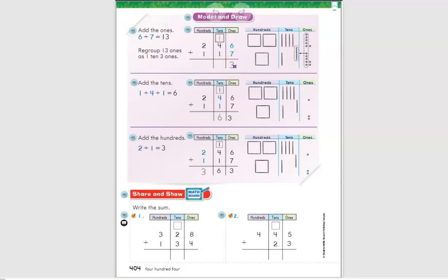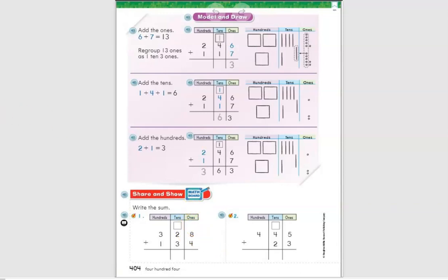Now we're ready to add our tens. So see, we only have 3 ones left. We have 4 tens plus now 2 tens, because it was 1 ten and an additional 10 we brought over. So that gives us 6 tens. And now we are ready to add our hundreds. 3 hundreds, right? 2 plus 1, 3.